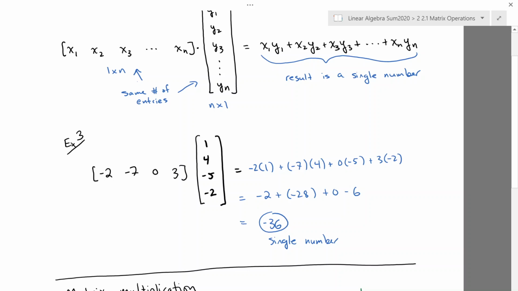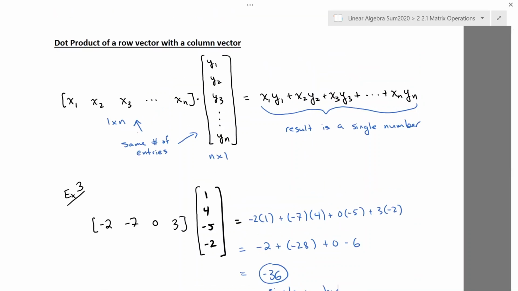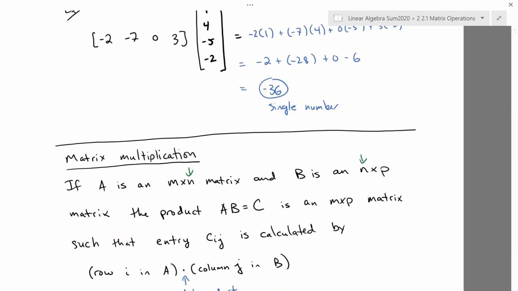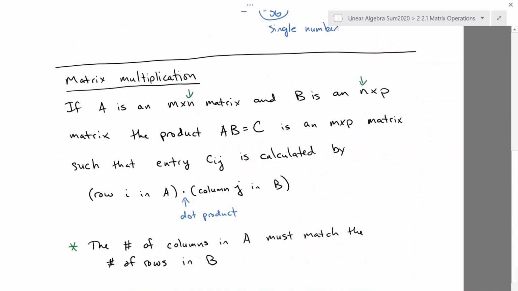Okay, so the reason that we first discuss the dot product of these vectors is because matrix multiplication is just a bunch of these dot products calculated together. So let's discuss matrix multiplication, right? So the first thing to be aware of is that typically when you multiply two matrices, the two matrices could be different sizes, right? So A is going to be an m by n matrix, and B is going to be an n by p matrix.